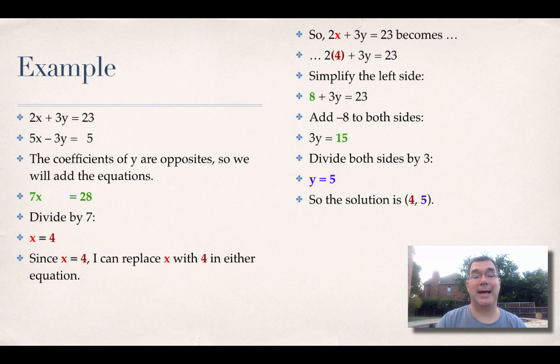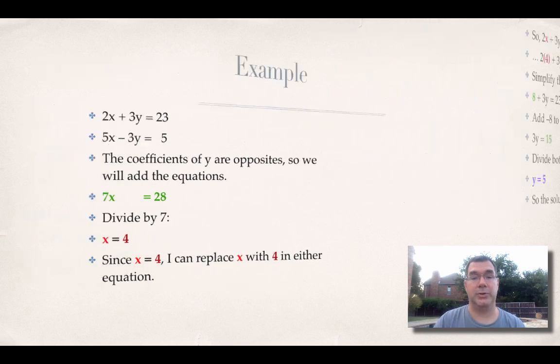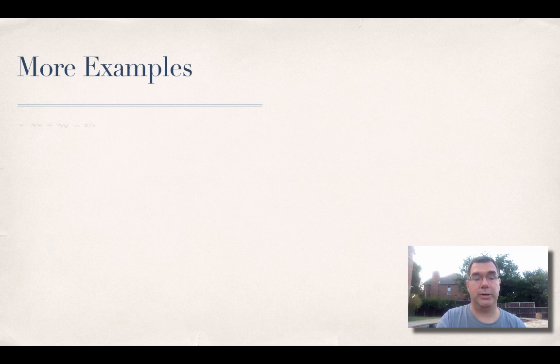So the solution to that system is 4 and 5. X is 4 and y is 5. That's the only x and y that I could plug into both equations and create true statements out of both. No other x and y is going to do that for me. All right, so here's some more examples.